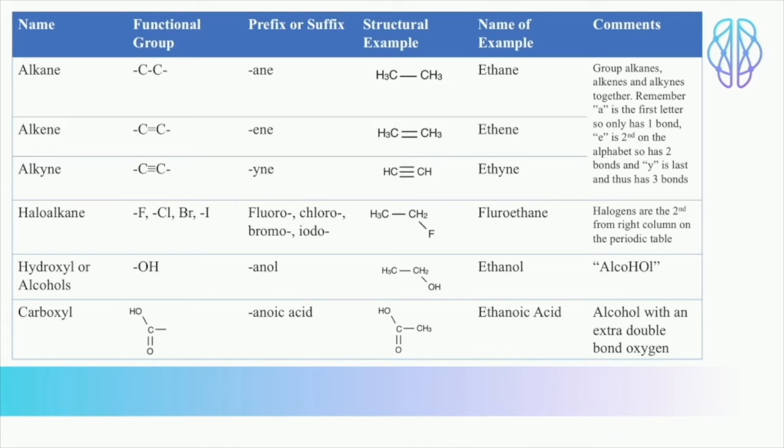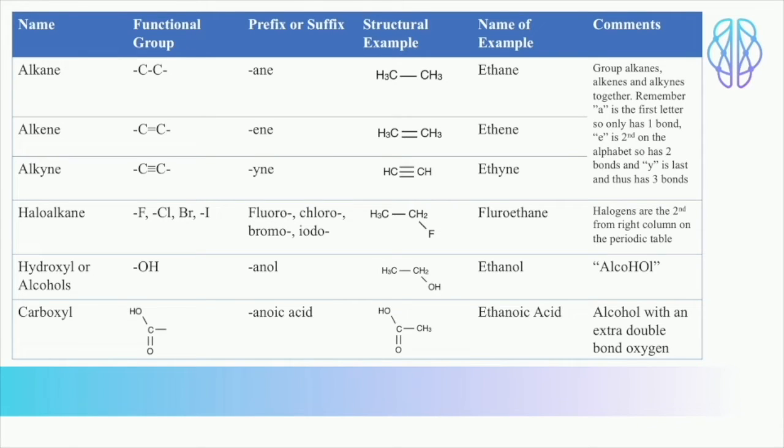So the first one we discussed before is an alkane. I like to group the functional groups, because there are a lot to memorize. I like to group them in a logical system. So I feel like the alkane, alkene, and alkyne, we can kind of group them together. So an alkane is a simple carbon chain with all single bonds.